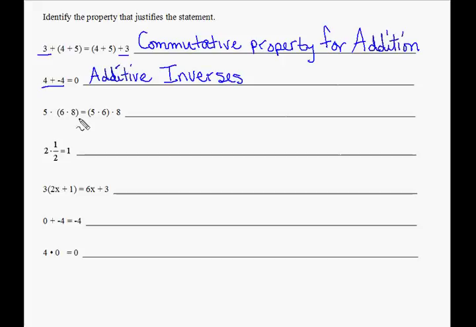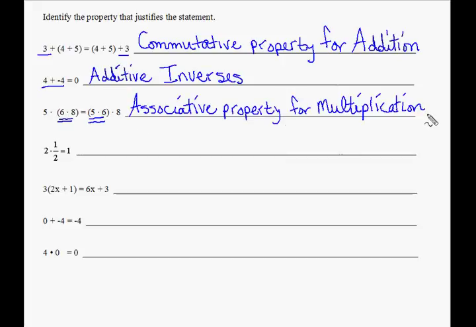5 times 6 times 8 is equal to 5 times 6 times 8. Well, here if you notice, inside our parentheses was 6 and 8, and now inside the parentheses is 5 and 6. That really is the associative property when you regroup what you're multiplying or what you're adding. And in this case, again, we have to state the operation, which is multiplication.